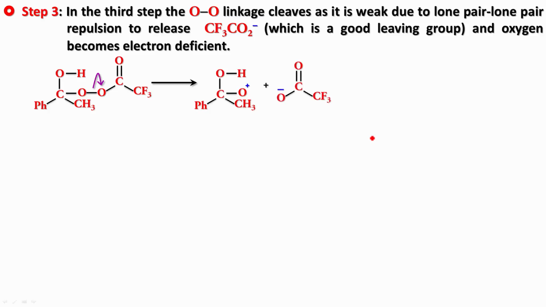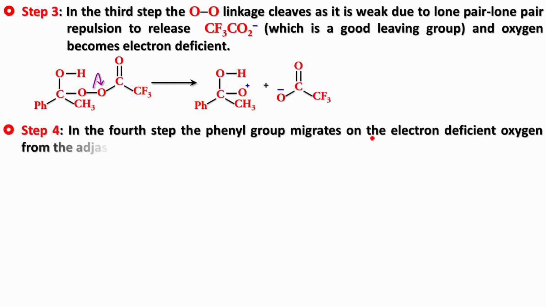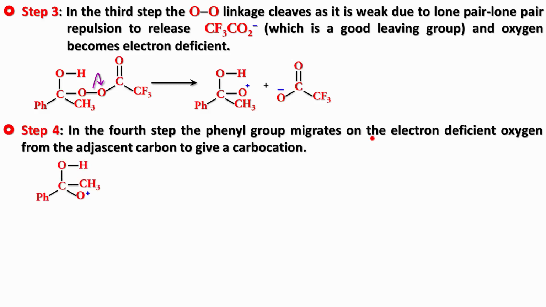Now in the next step, another important thing happens, migration. And this is where the migratory aptitude comes, because one of the groups from the carbon will migrate to oxygen so that the plus comes down to the carbon, because carbon can accommodate a positive charge much better than oxygen, because carbon is less electronegative. So one of the alkyl or aryl groups will go to O. So step 4, in the fourth step, the phenyl group migrates on the electron deficient oxygen from the adjacent carbon to give a carbocation. So this migrates to O and the C becomes positive.